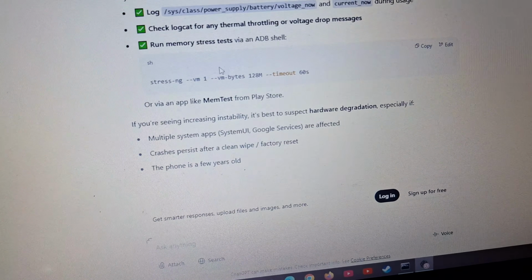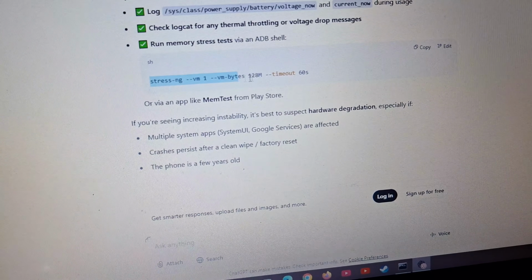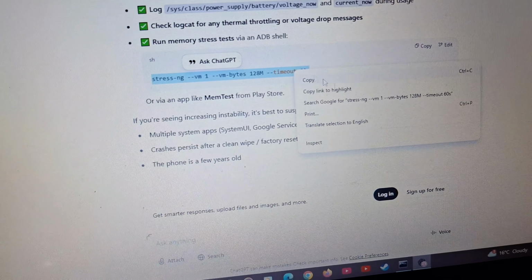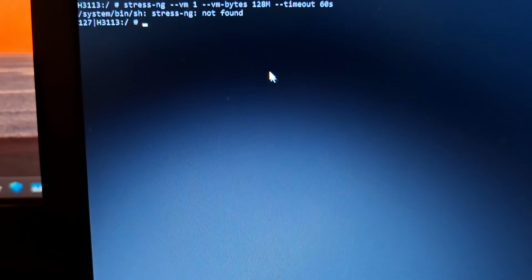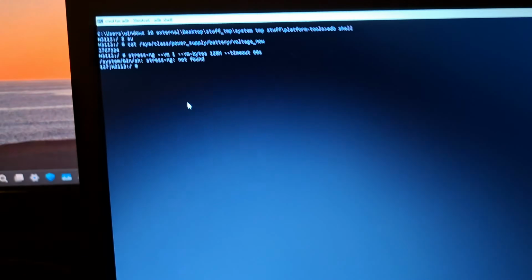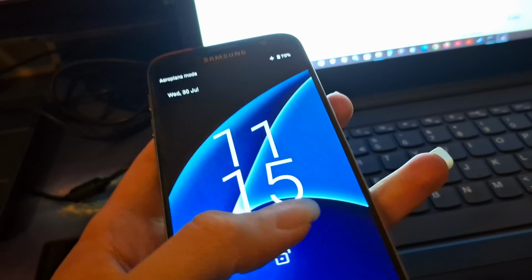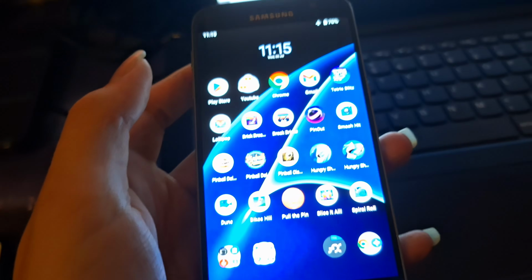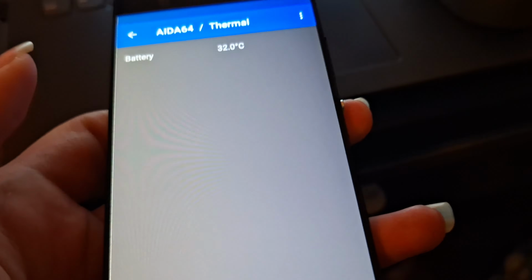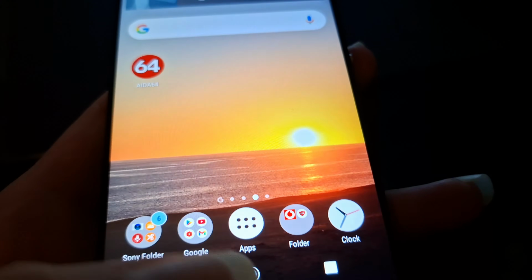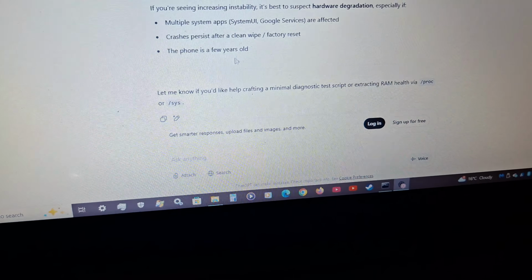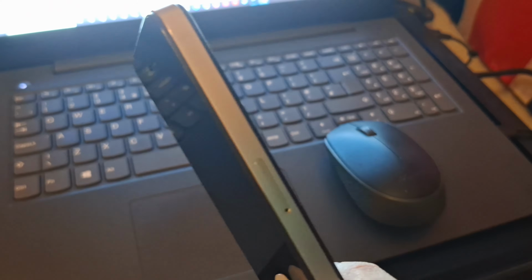So let's say stress-ng VM to vote 1 to time at 60 seconds. I'm actually going to try that. Oh wait, it's not stored. Never mind, I can't do that. Yes, the phone is a few years old. It's from 2018, this phone. But I've got a phone from 2016. This has no problems. There we go. Sony phone's from 2017. And it has no problems. Despite it being 7 years old, I highly doubt age of the phone is the case. Because I've got phones that are like really old. Like my iPhone 4. And it has no problems.